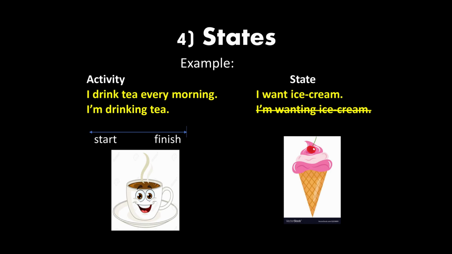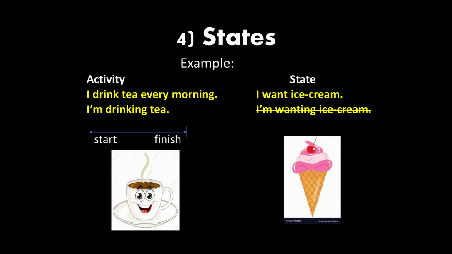But why is that? Now, if you remember, I said I drink tea every morning. That's a habit. But if I had tea now, I could say I am drinking tea because it's happening now. In the same way, I want ice cream now. But it's not a habit, it's not a permanent situation. But still, I cannot say I am wanting ice cream. I am drinking tea is okay, but I am wanting ice cream is not right.